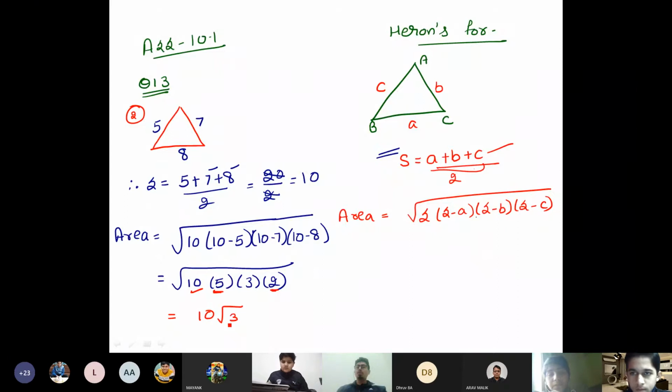Also, one thing, students, this is our answer, but also write the unit of the area. So the answer will be 10 root 3 square unit, because we have to provide the units also. Is it clear, everyone?